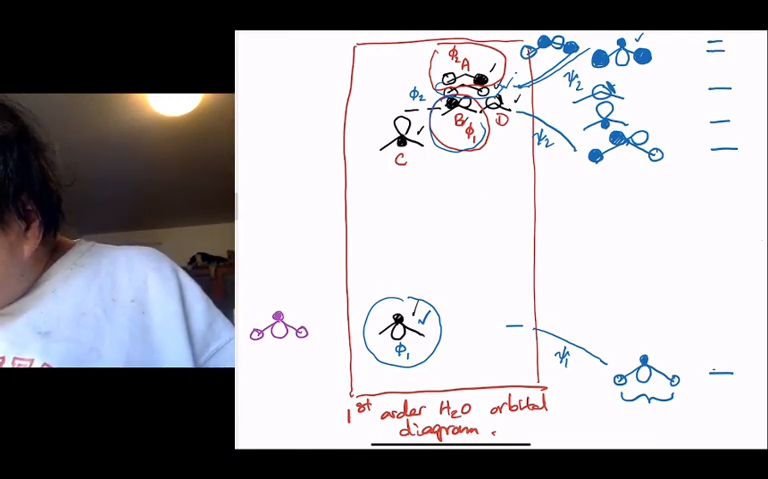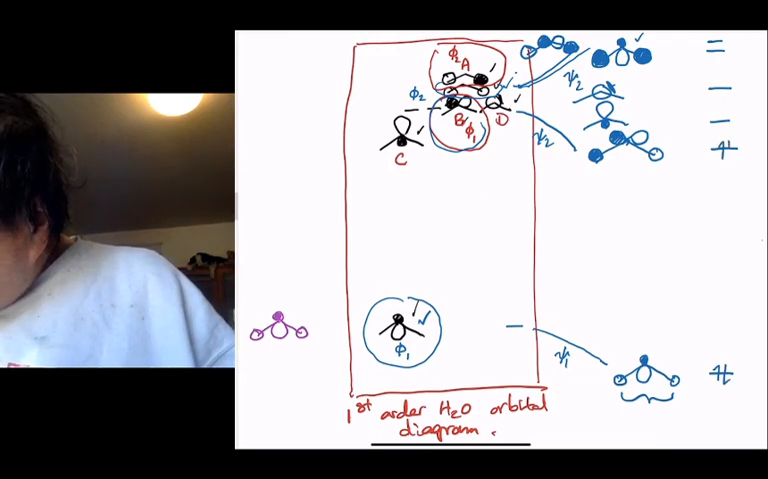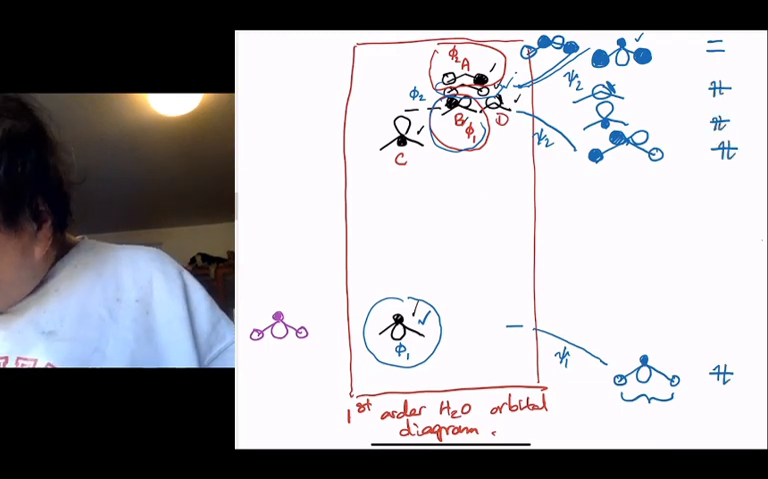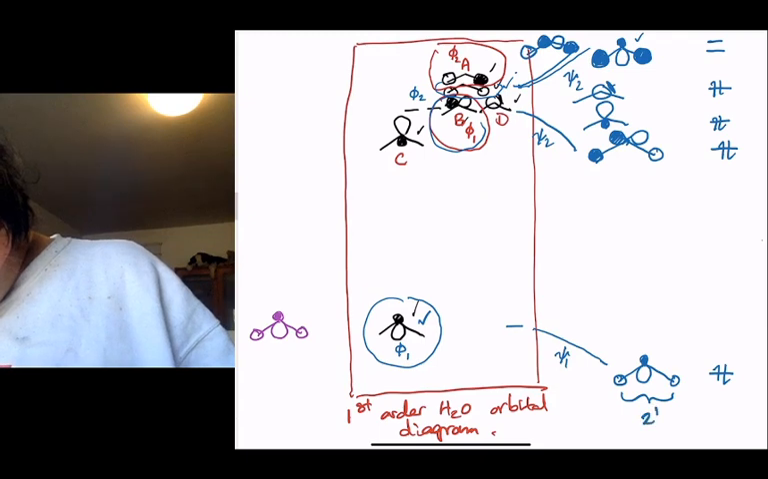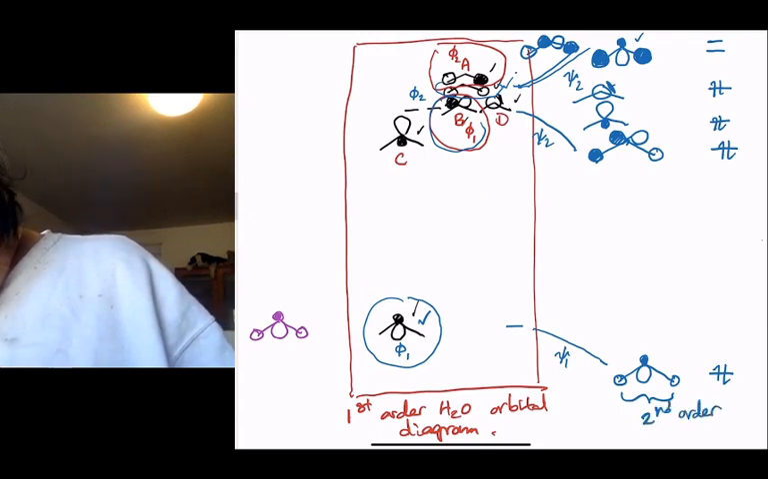There are 8 electrons in the system. This is the final, this is the second order, and this is the actual orbital diagram. These are the actual MOs.